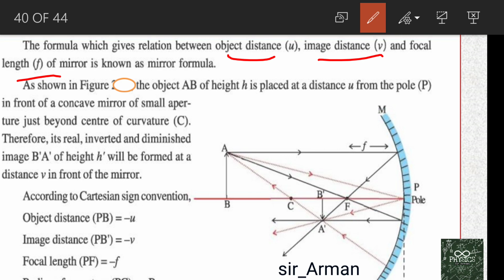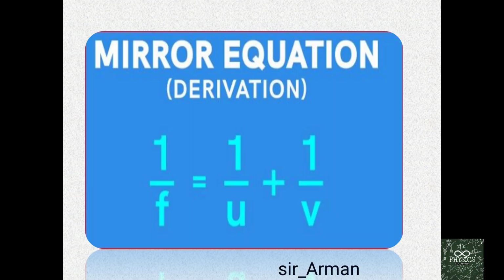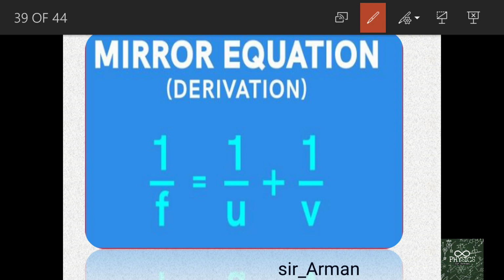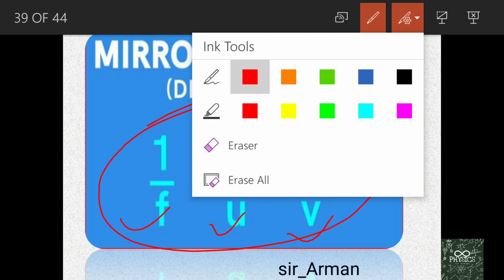So here the object distance, that is the distance of the object from the pole, this distance, right, is u. Image distance, the distance of the image from the pole, is called v, and then the focal length of the mirror. So the formula which gives the relation between all these three quantities is known as mirror formula. So here f is the focal length, u is the object distance and v is the image distance, and this equation gives the relation between all these three quantities of the mirror, and hence it is called a mirror formula.